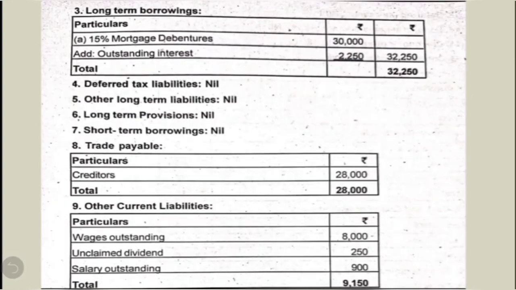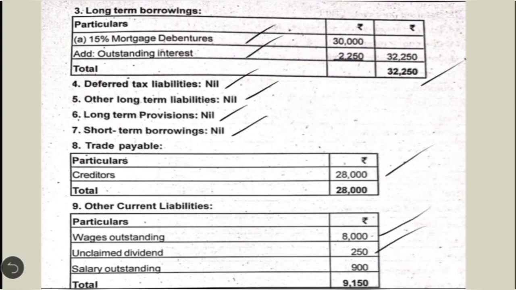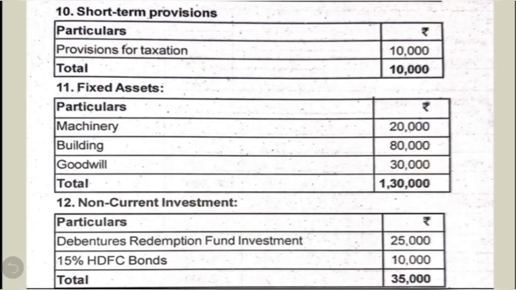Then note number 3 is long-term borrowings. Here we have to write 15% mortgage debentures. For that the outstanding interest should be added. So total is 32,250. Note number 4, 5, 6, 7 we did not have any item, so it is nil. Note number 8 we are going to write creditors. Note number 9 we are going to write current liabilities. Here wages outstanding, unclaimed dividend and salary outstanding for 1 month should be added. So total of this note is 9,150. Then note number 10 is short term provision. So here we are going to show the current year's provision for taxation amounting to 10,000.